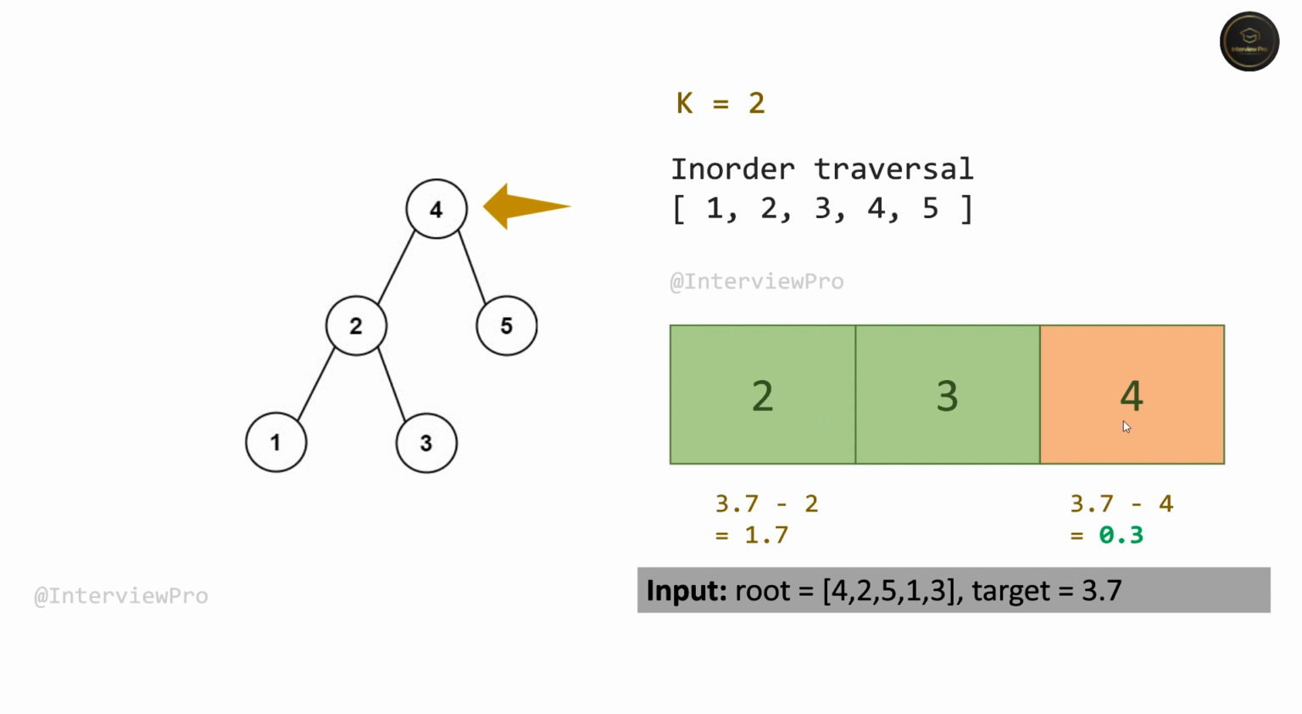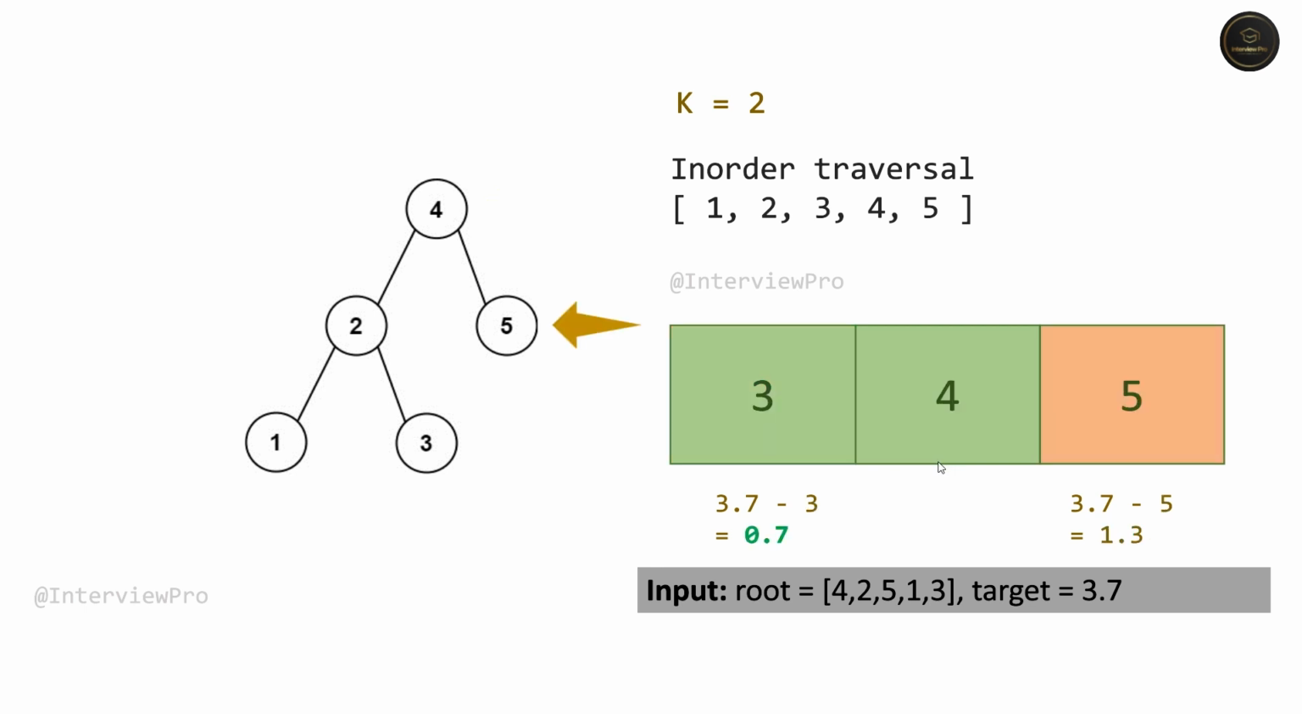Now let's make a decision. What is the distance of 4 from the target? It's 0.3. And what is the distance of the first element in the queue from the target? It's 1.7. So it's clear that 4 is closer compared to 2. So remove 2 from the queue and add 4 to the queue. Now the queue will have 3 and 4.